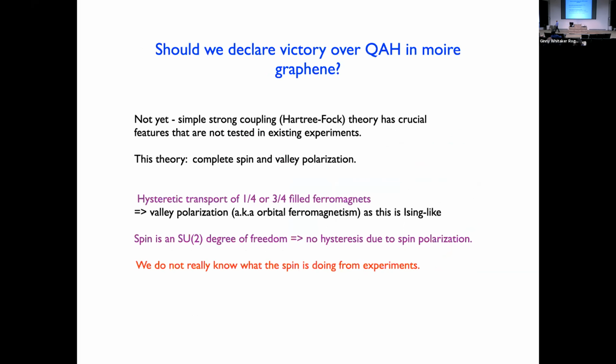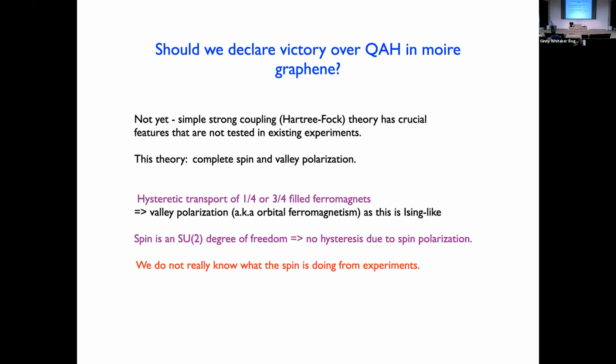So the real question is, should we declare victory, right? And I don't think so. I think things are looking good, but you know, it's always good to be careful before declaring victory. So the simple-minded theory that sort of dominates the theoretical discussion in the field has features that are actually not tested in existing experiments. And the theory assumes complete spin and valley polarization.